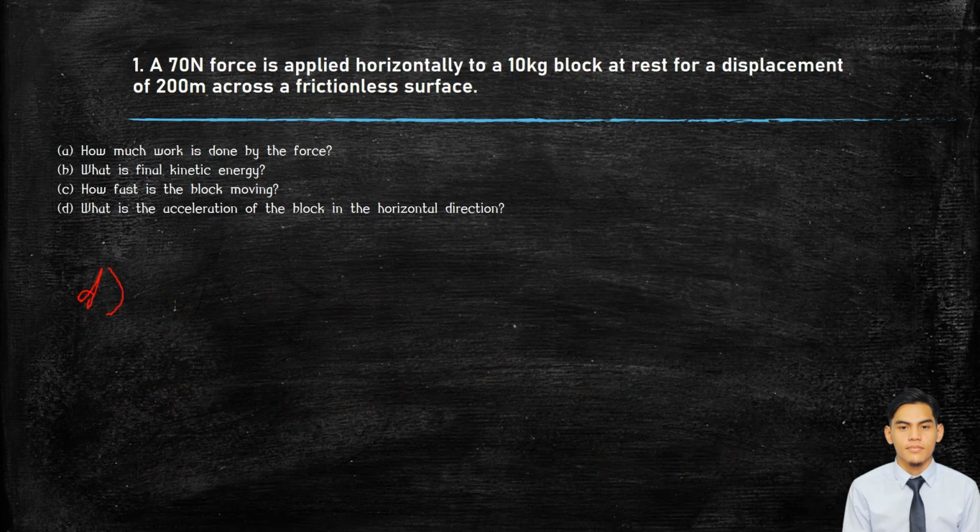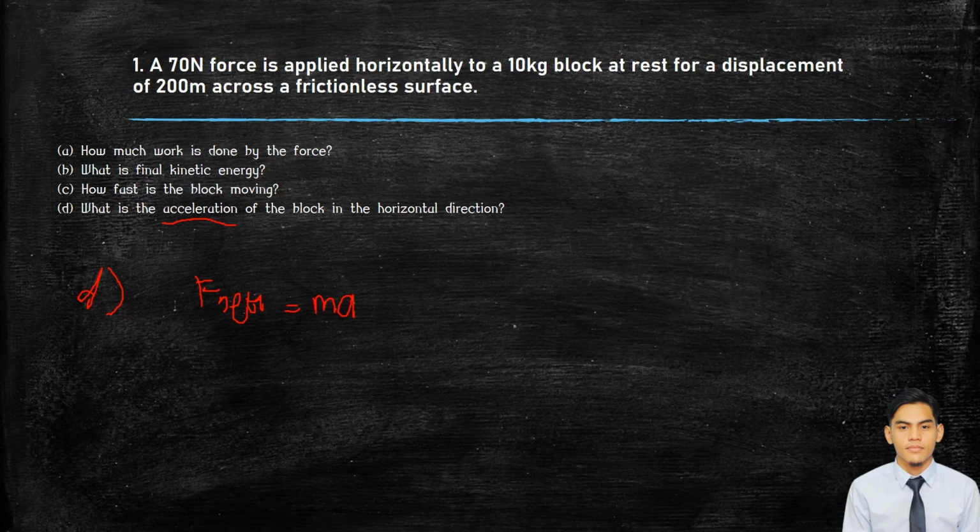What is the acceleration of the block in the horizontal direction? So you want to find the acceleration. You can find this acceleration from the equation of F net equals to ma.